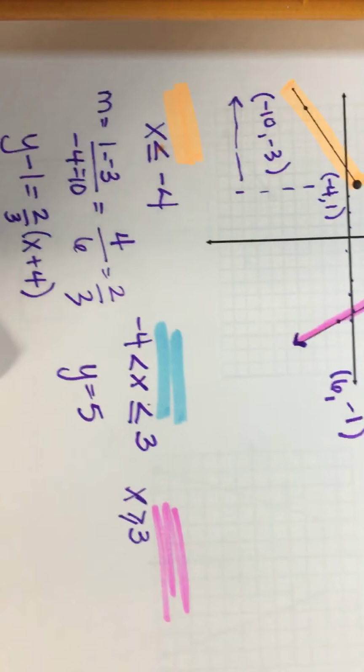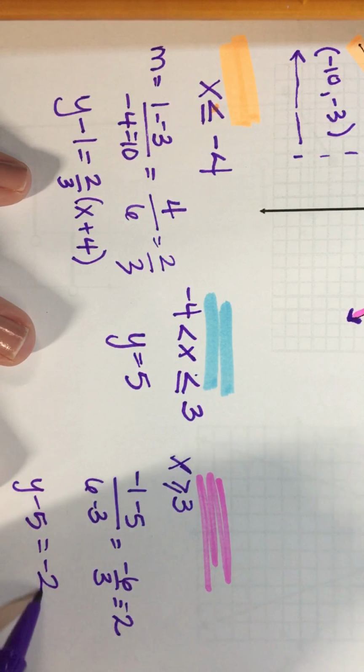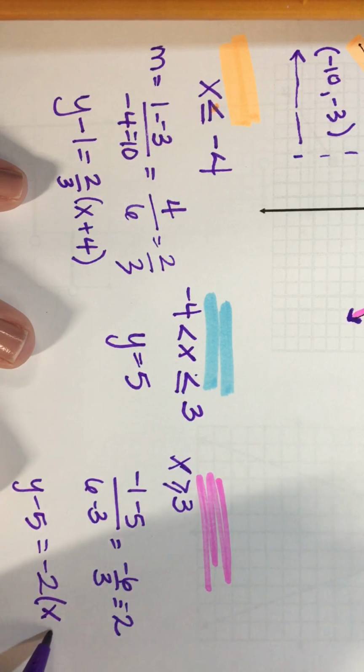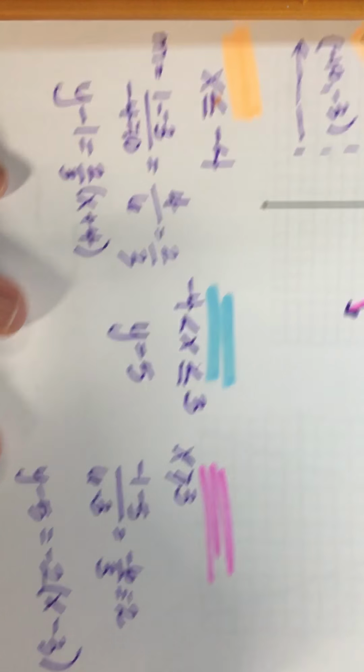Same steps as before. First make a slope. -1 minus 5 over 6 minus 3. Oops, so I got -2 as my slope. And then pick one of your points. y minus 5 equals -2(x minus 3). Okay, and again, you can leave it like this.